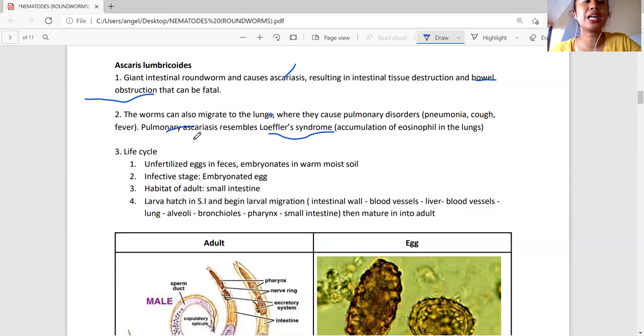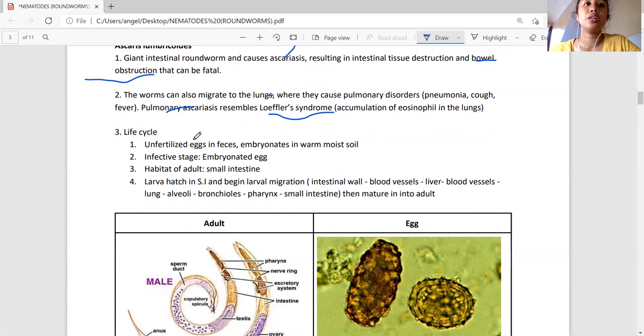So for the life cycle of Ascaris lumbricoides, the human who does not have any proper sanitation, wala silang toilet, guys. So they will poop in soil. So in their feces, you will find unfertilized egg or unembryonated egg. Kasi nga, oviparous lang yung female. Yan. So eventually, it embryonates in warm, moist soil. So class, sa ayaw nyo hindi, kailangan ng soil. Sa Ascaris, kailangan ng soil. Kung walang soil class, hindi siya mag-embryonate. So the infective stage is embryonated egg.